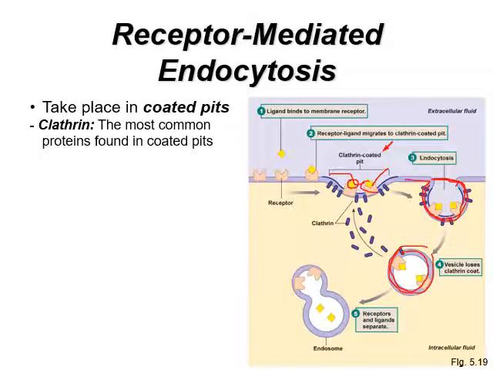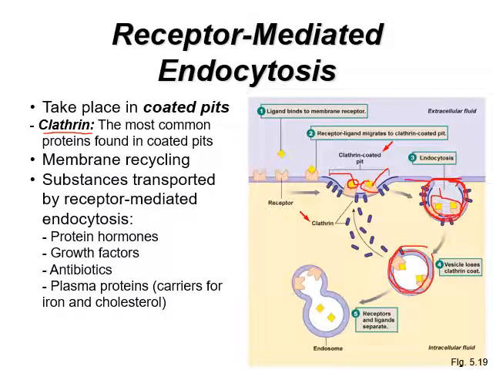Don't worry so much about the clathrin. I'm not going to go into that detail, but basically what you're doing here is moving in these larger molecules by forming this vesicle. Stuff that can be transported in, we'll see, protein hormones is one way, growth factors, antibiotics, plasma membranes. These are all larger molecules that can be moved in by endocytosis. But just realize endocytosis is basically forming this vesicle to move the larger molecule into the cell.